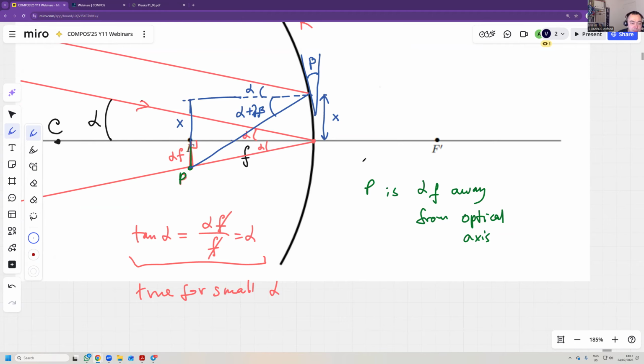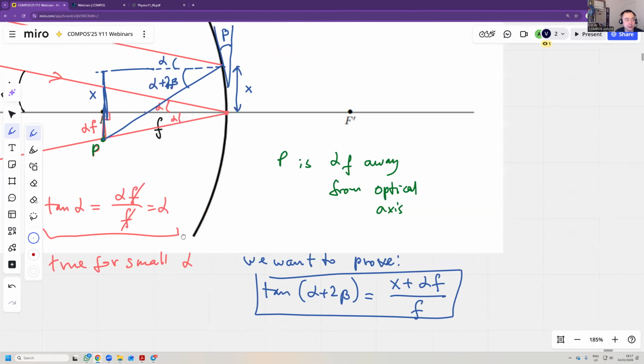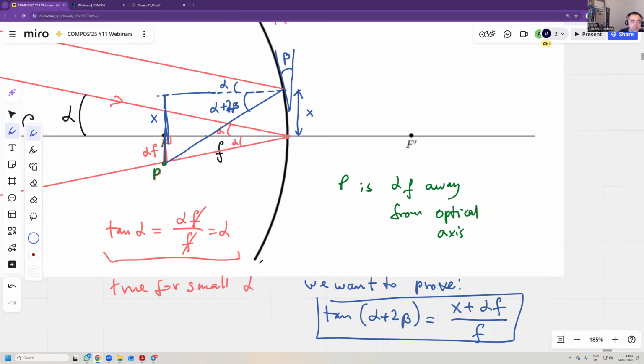And so we need to prove, we want to prove that tangent of alpha plus 2 beta is equal to x plus alpha f divided by f. That's what we're trying to prove. So for this triangle, right? And yeah, so we just need to find beta.